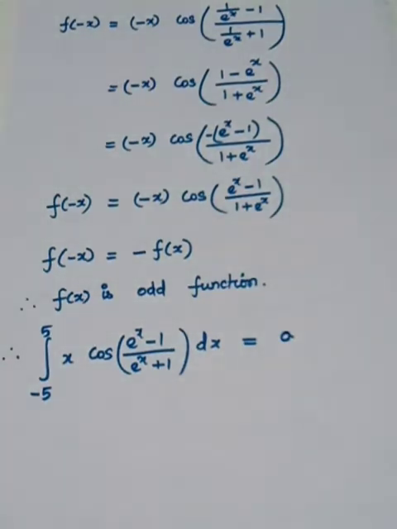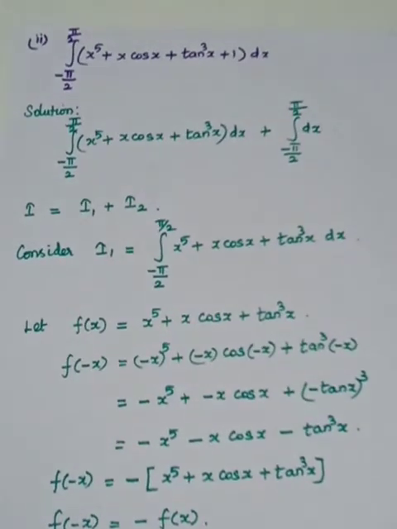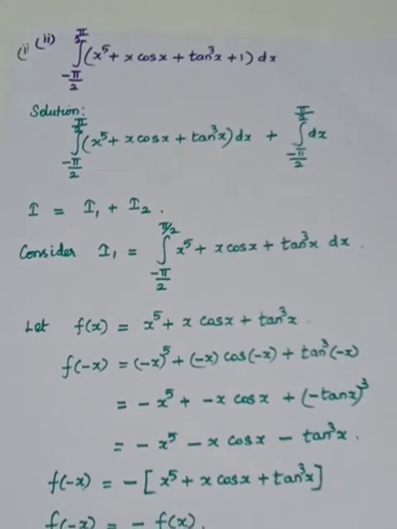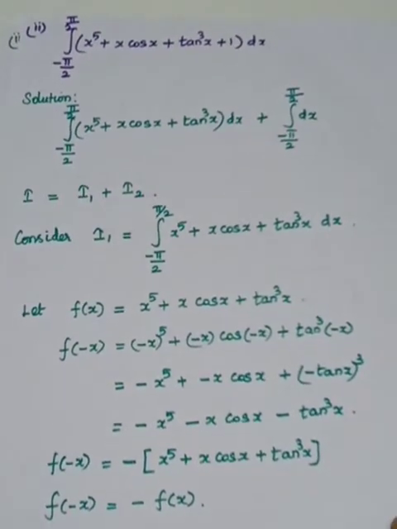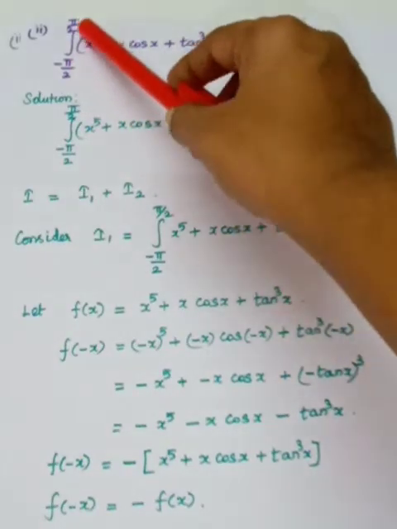Okay, so we'll come to the problem number two, second subdivision. Okay, so see that: the integral from minus pi by 2 to plus pi by 2 of (x power 5 plus x cos x plus tan cube x plus 1) dx. Here we have to check the limit, which is minus pi by 2 to plus pi by 2.